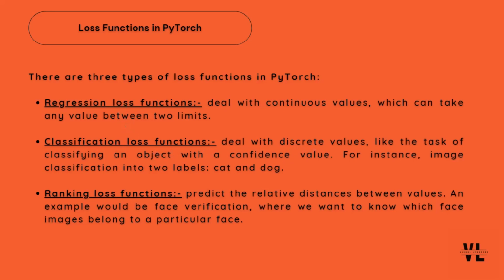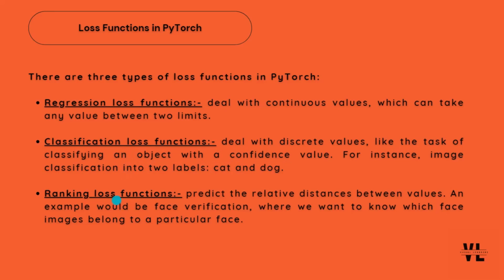For example, if you want to make a prediction for a stock in the stock market, that might be an example of a regression, a linear regression problem. And if you want to differentiate between an email which is spam and not spam, then that's one type of classification problem. And the loss that deals with classification is known as the classification loss functions. So image classification into two labels, such as cat and dog, is also a classification problem.